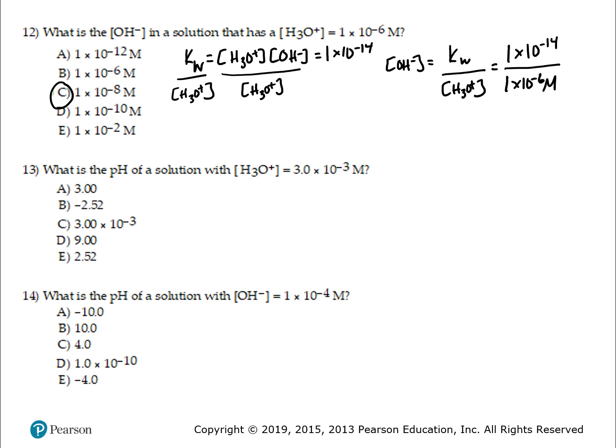What is the pH of a solution with hydronium concentration of 3 times 10 to the minus 3 molar? This one is pretty straightforward. You substitute in your hydronium concentration. And don't forget that negative sign. If you forget the negative sign, you'll get a negative answer, and that's wrong.